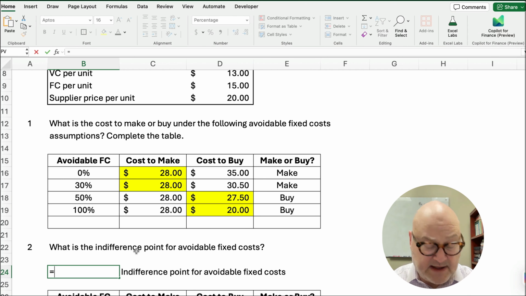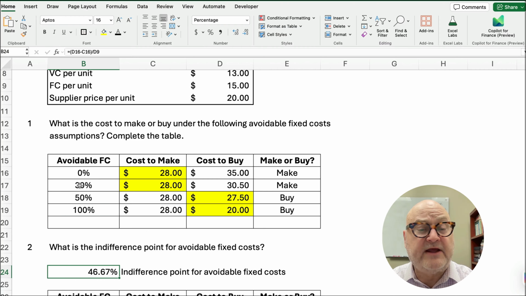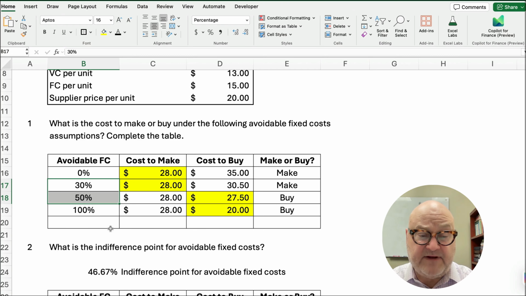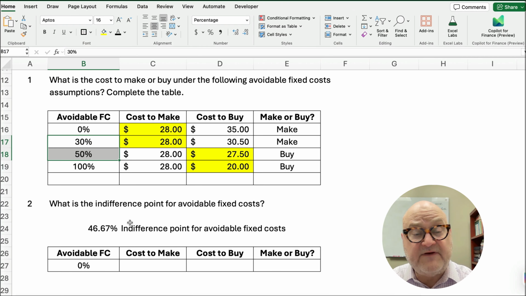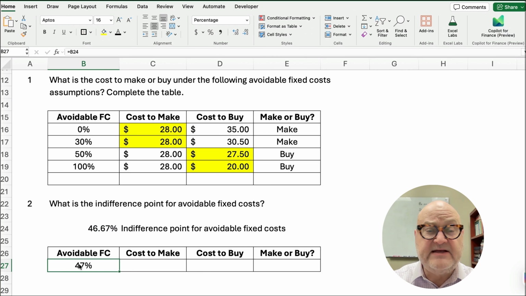So here's what we're going to do. We're going to take the difference between the 35 minus the 28. So we need to have $7 as a reduction out of our fixed cost. And our fixed cost is $15. So here the indifference point is going to be in between the 30 and the 50. And so it's going to be 7 out of 15. So if we put this as our indifference point, and let me make it a couple more decimals here so you can see it's 46 2/3.